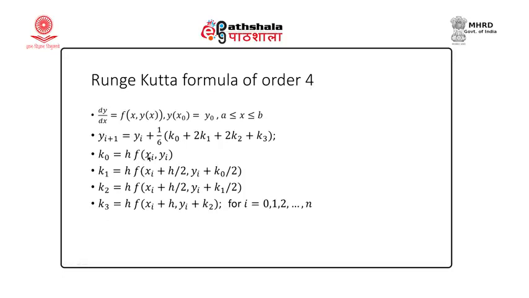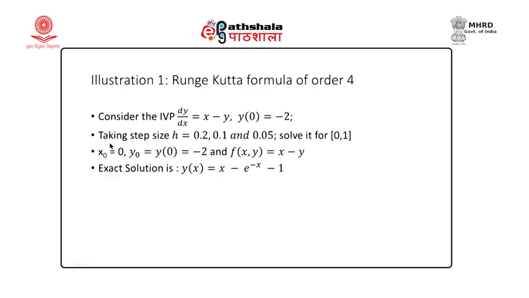So, we need 4 function evaluations: f(xi, yi), f(xi plus h by 2, yi plus k0 by 2), f(xi plus h by 2, yi plus k1 by 2) and f(xi plus h, yi plus k2). So, these are k0, k1, k2, k3 and the weighted average of them is k0 plus 2 k1 plus 2 k2 plus k3. The sum of the coefficients is 6 here. So, this divided by 6 is added to yi to get the estimate of y at the point x(i+1), that is y(i+1).